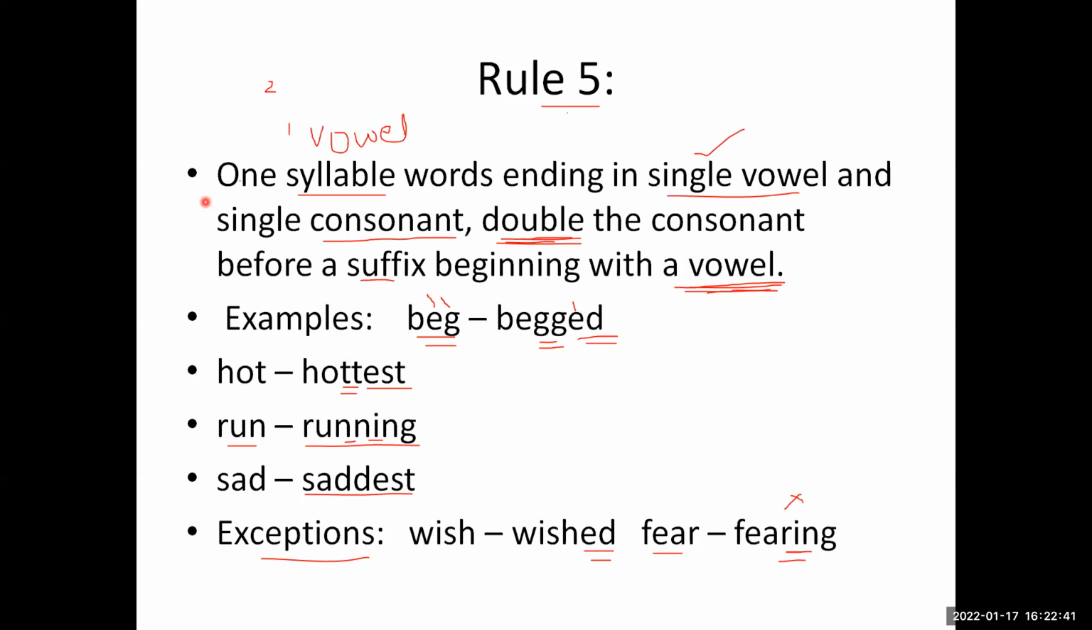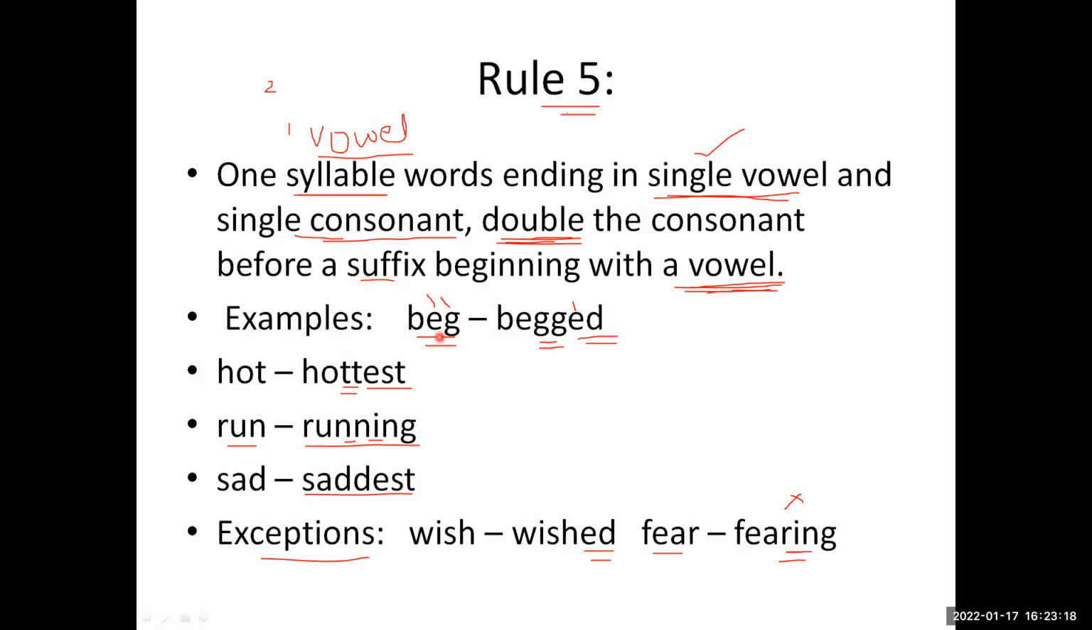I will go to the back slide. And here we'll try to understand once again this rule number 5. First of all, syllable is not known to you, so I will explain what a syllable means. Syllable means nothing but how many vowel sounds there are in a particular word. Based on that you can count one syllable, two syllables, three syllables. One vowel means one syllable, two vowels means a two syllable word. And this rule says any word which is ending in a single vowel and single consonant.